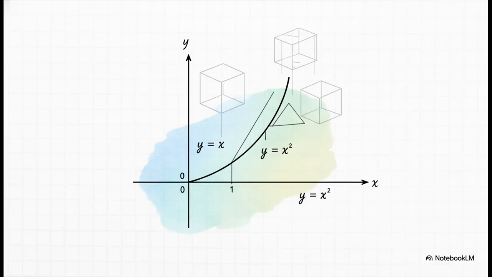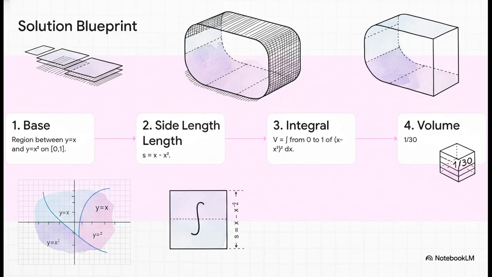But you might be wondering, what if the base isn't a simple shape like a circle? No problem. Let's see how the method works when the base is a weird region trapped between two curves, like y equals x and y equals x squared. The process is exactly the same.